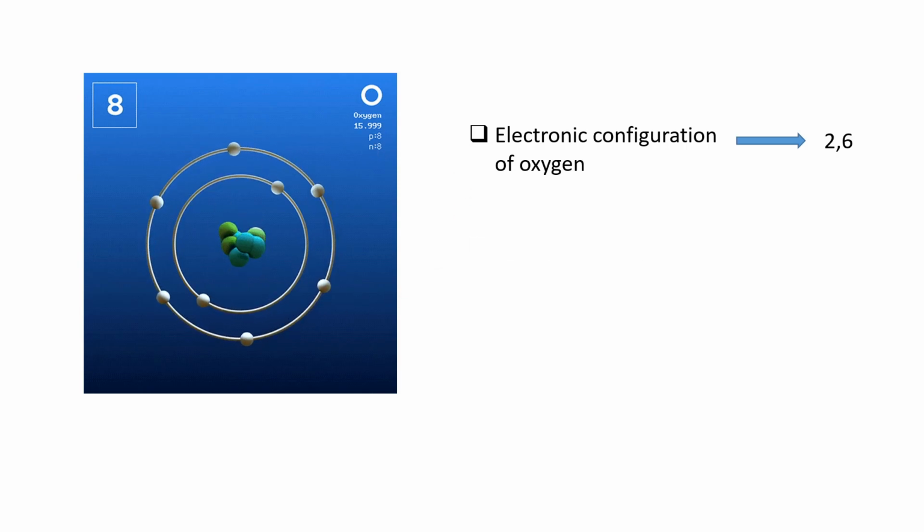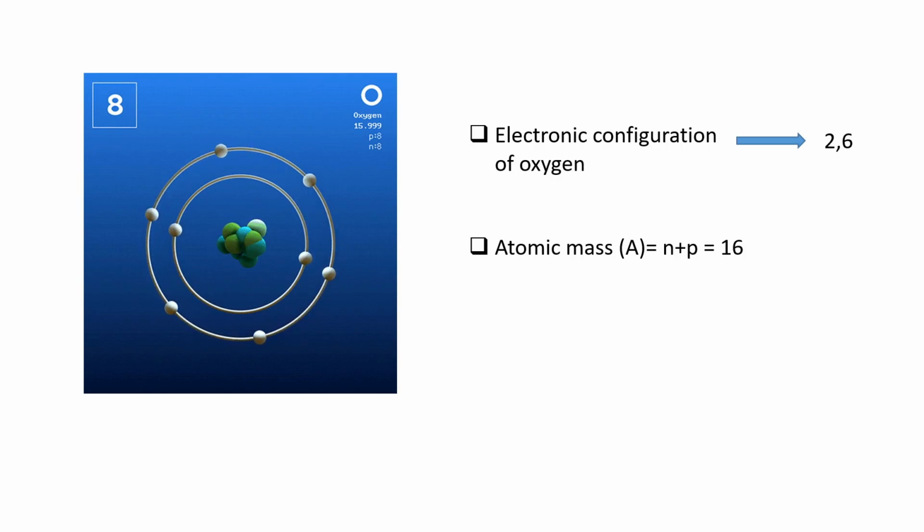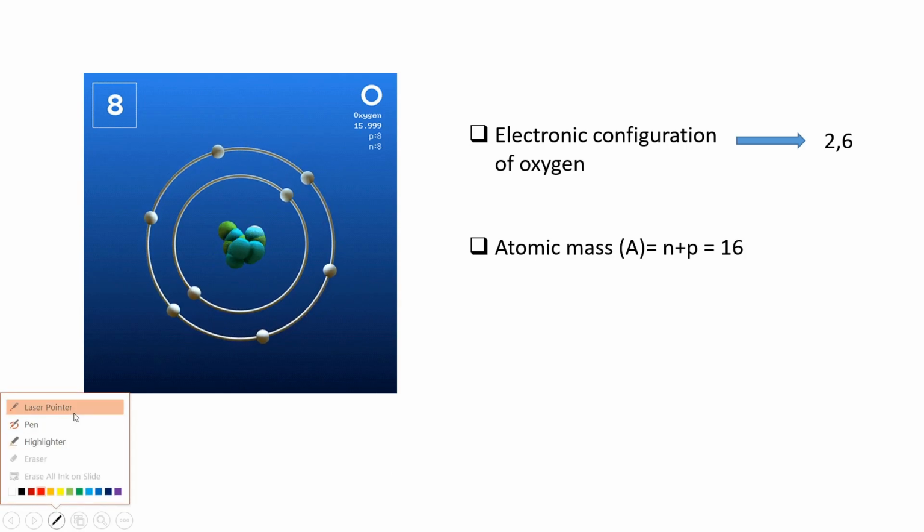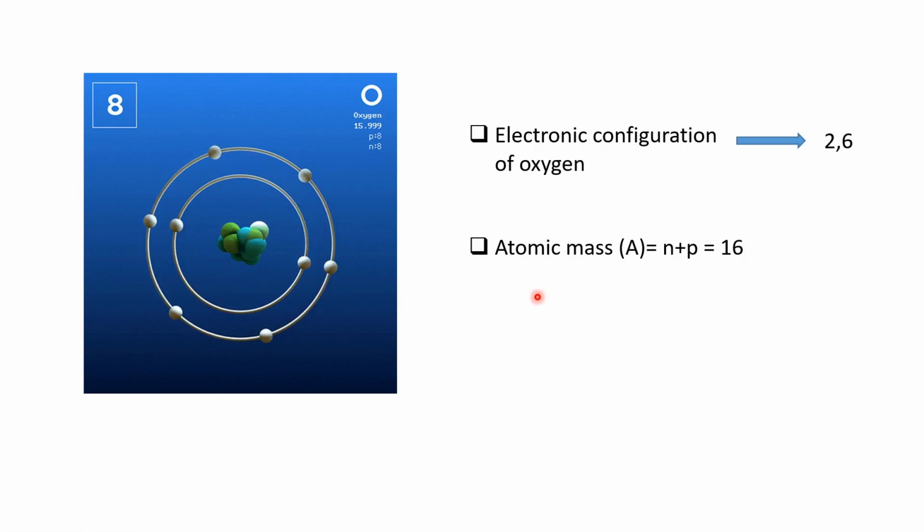So next is atomic mass. And atomic mass, which was denoted by A, is nothing but the number of neutrons plus the number of protons. And here the answer comes up to be 16. Now, in this case, in oxygen, the number of neutrons and the number of protons are the same. That is why the answer is 16. But it is happening in this case; it does not happen every time.